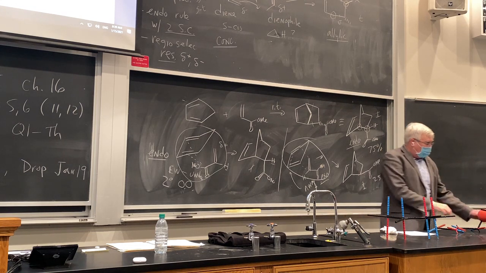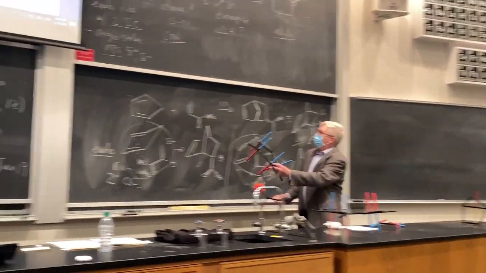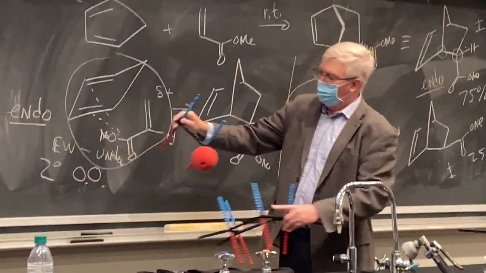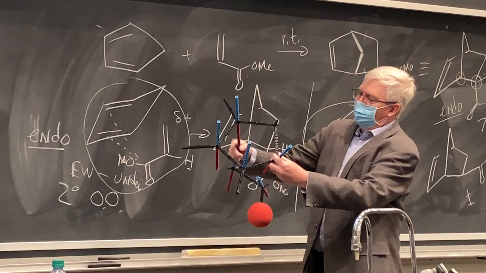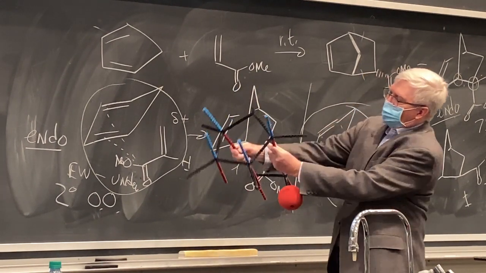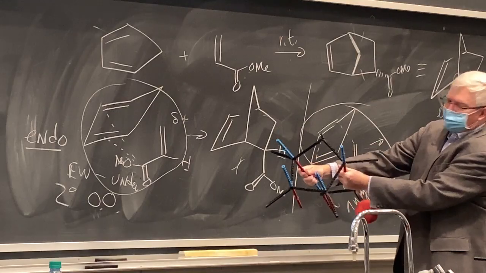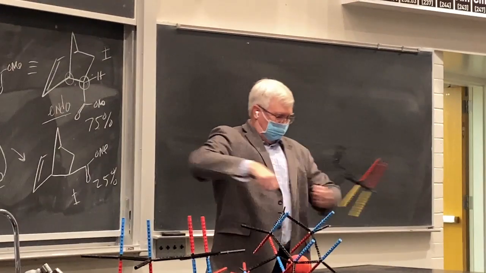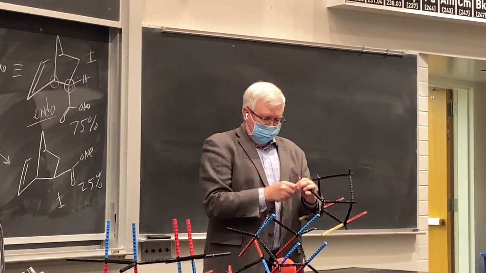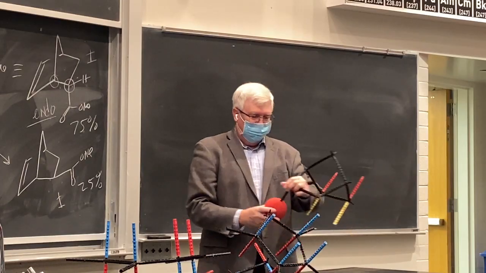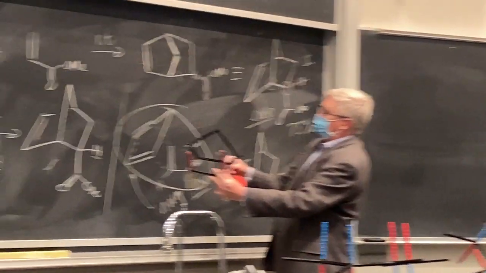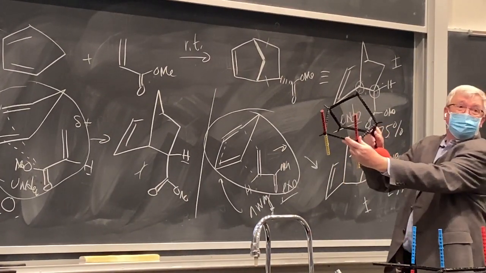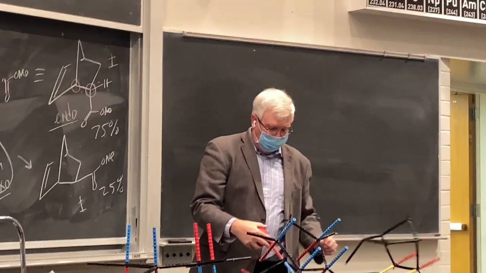Let's do it with the models here. So here it is again. Here's our ester. The methyl ester is the red ball. And let's go ahead and start to form our sigma bonds. Okay, there's our transition state. And I've got the product here. Let's see. There it is. And the red ball. So, yeah, there it is. Also right there, there's the endo product. Okay. And if we did exo, what would that look like?